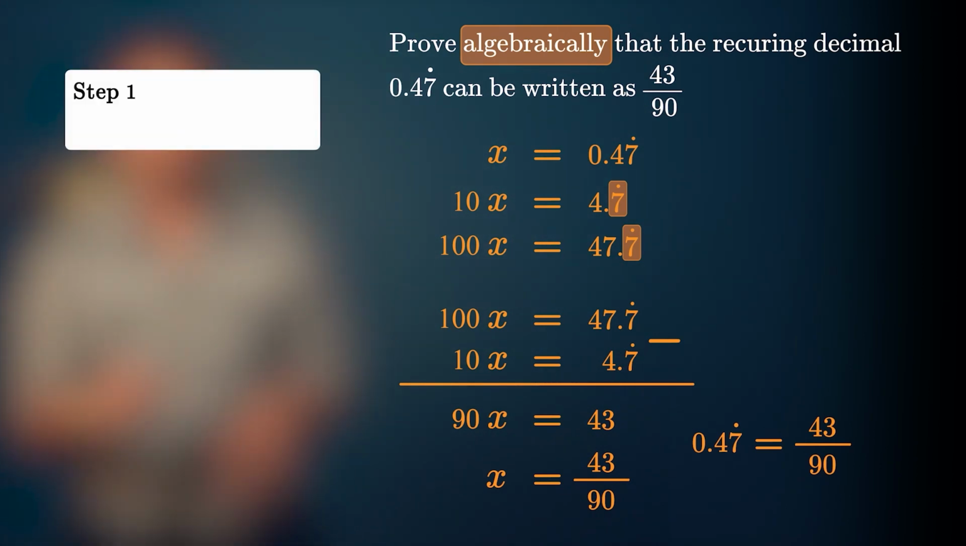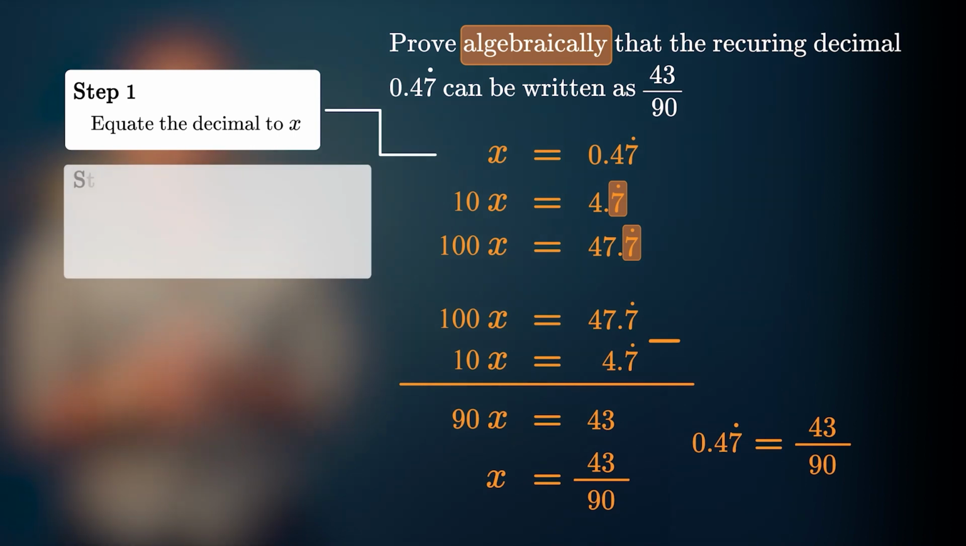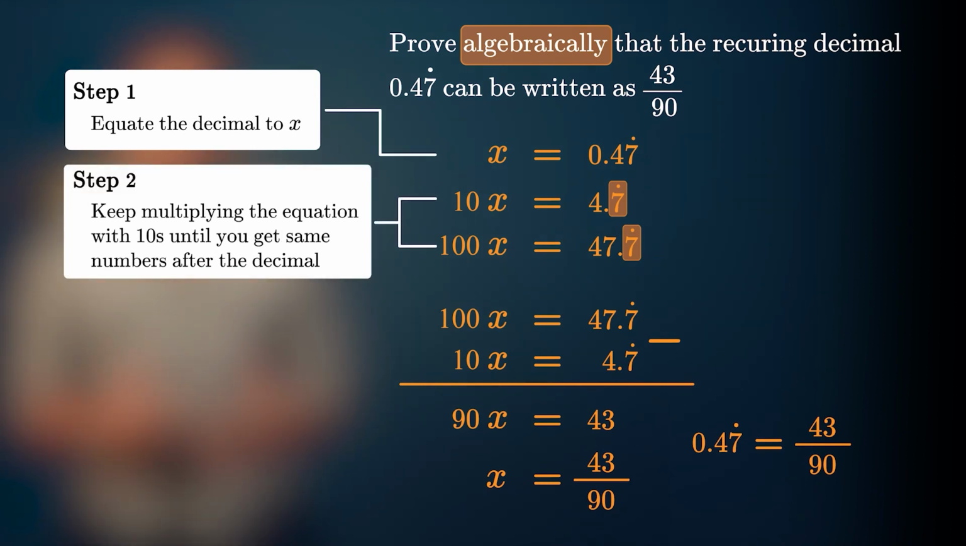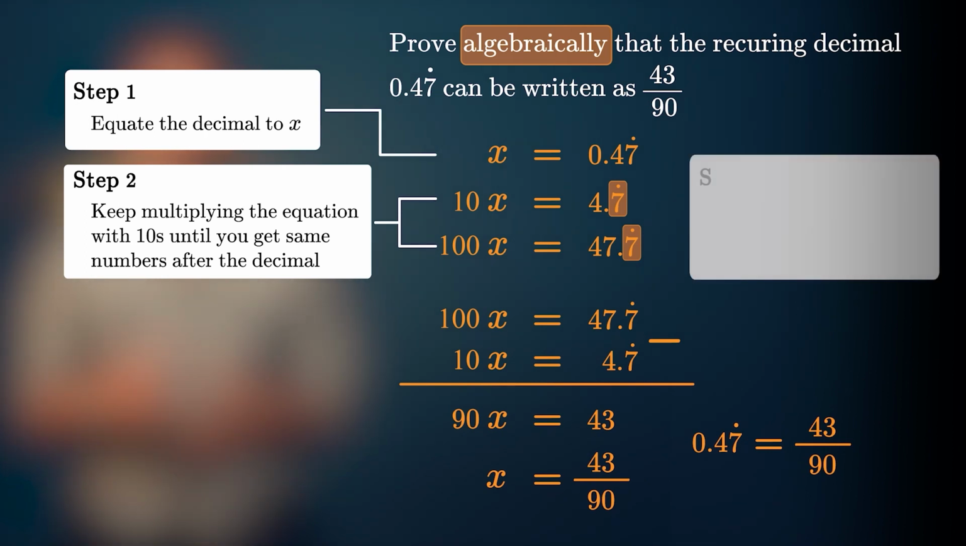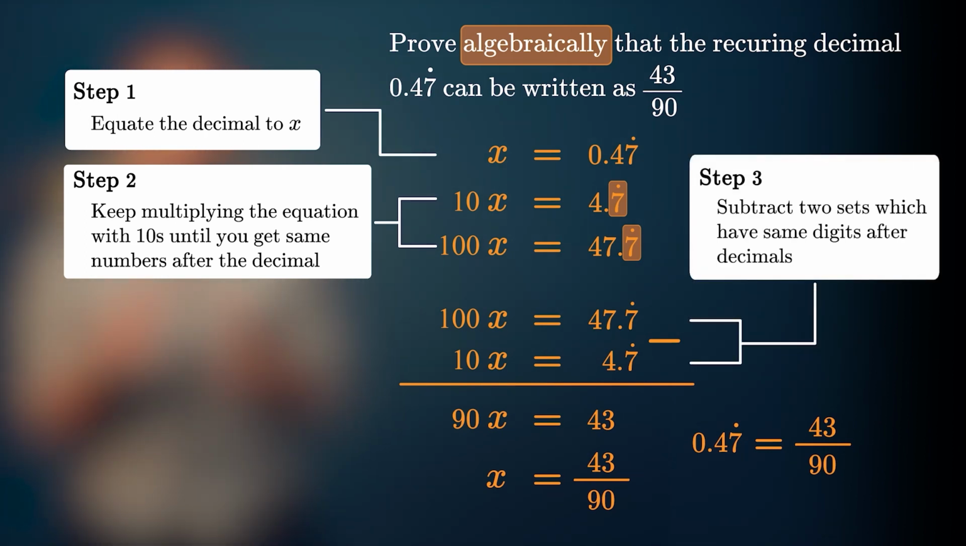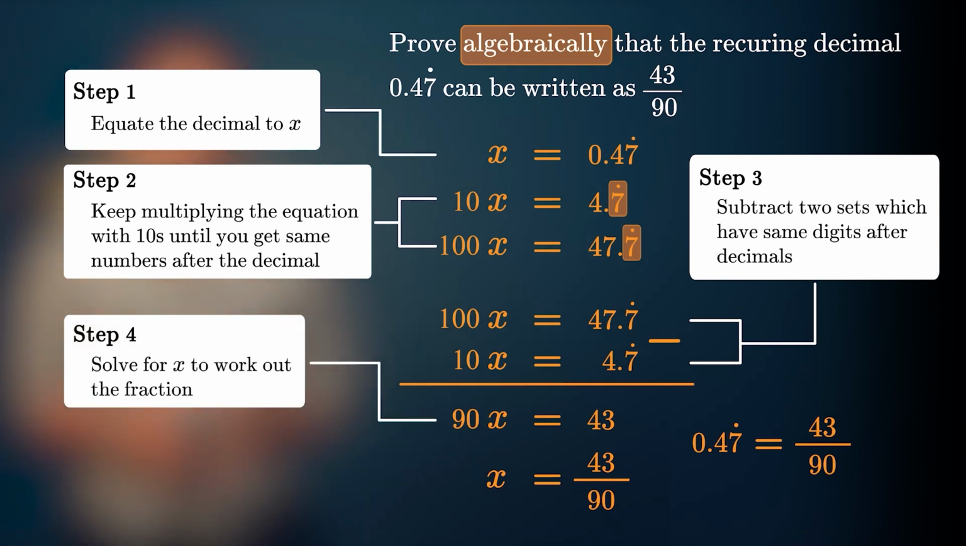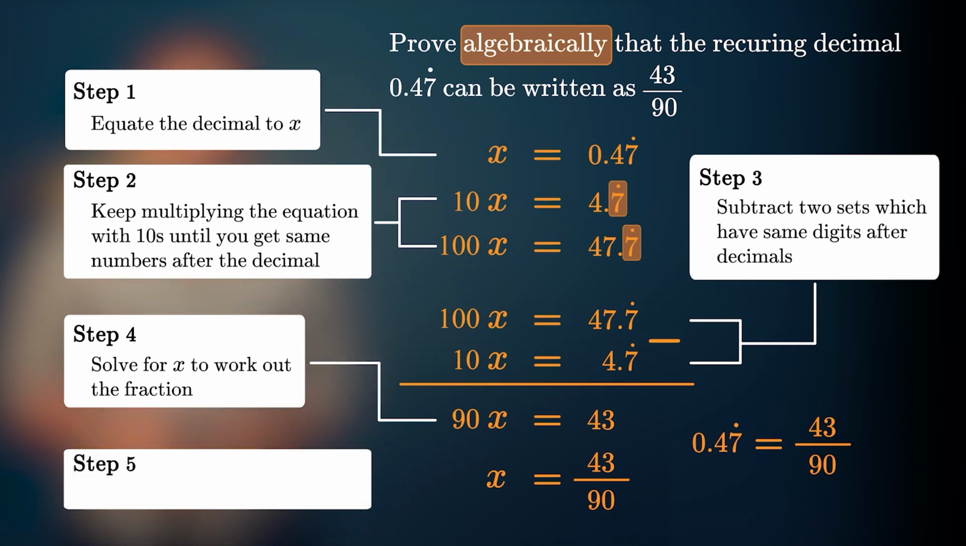So step 1, equate the decimal to x. Step 2, keep multiplying the equation with tens until you get the same numbers after the decimal. Step 3, subtract two sets that have the same digits after the decimal. Then we have step 4, solve for x to work out the fraction. And finally, step 5, simplify that fraction if possible. Please pause this lesson now and go through the steps.